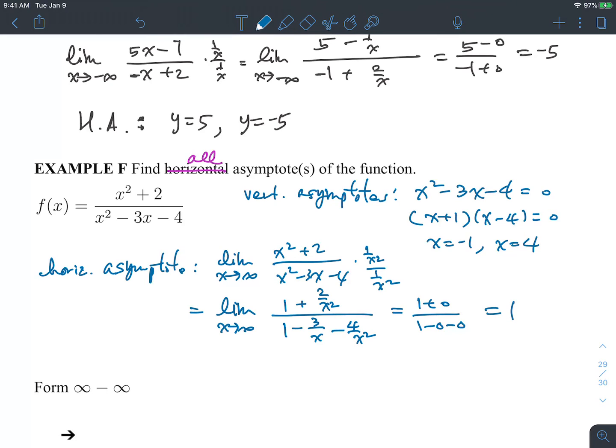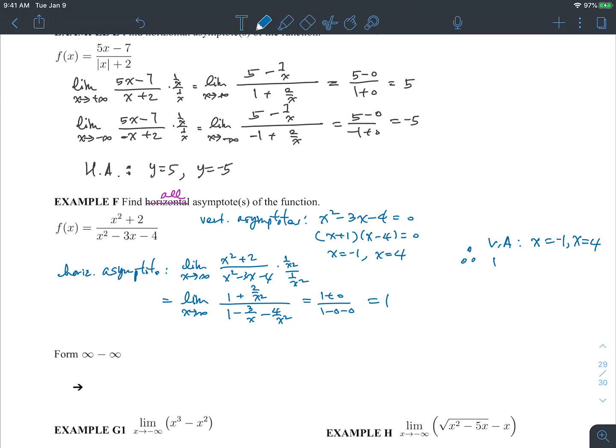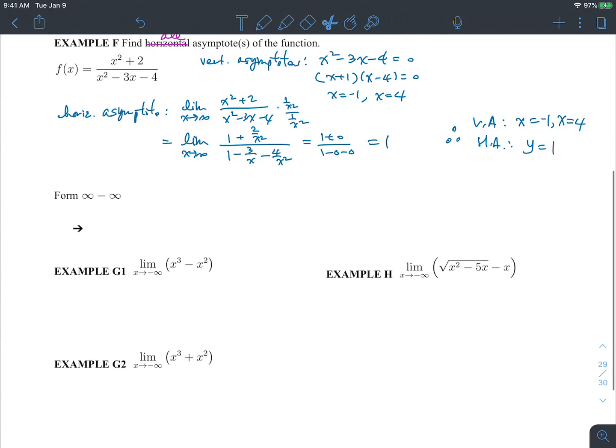Therefore, the horizontal asymptote is y equal to 1. So we're going to say, therefore, the vertical asymptotes are x is negative 1 and x is 4. The horizontal asymptote is y is equal to 1. All right, guys, I'll put it on the side so that we can find it easier. For the next kind, we're pretty much done at this point.